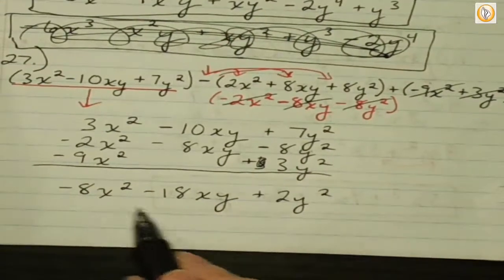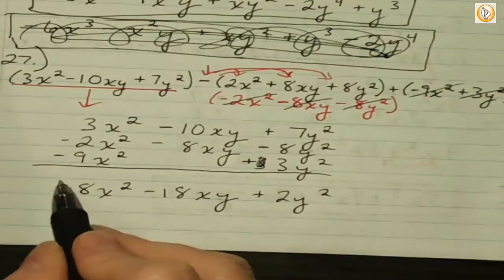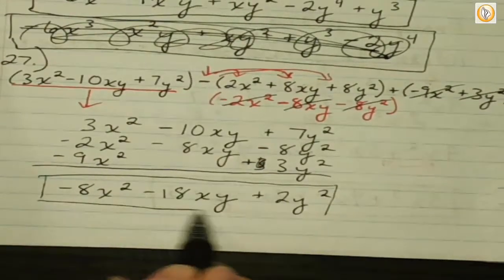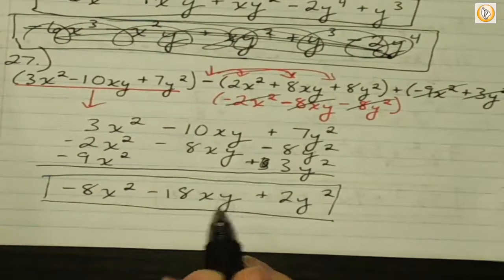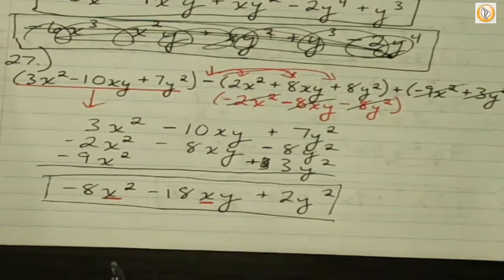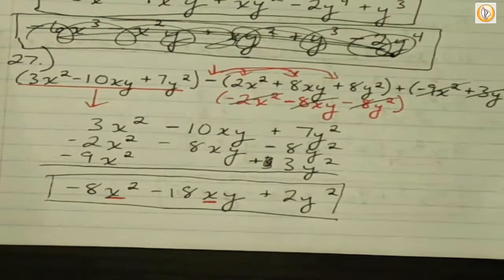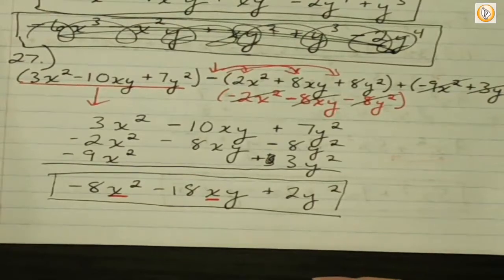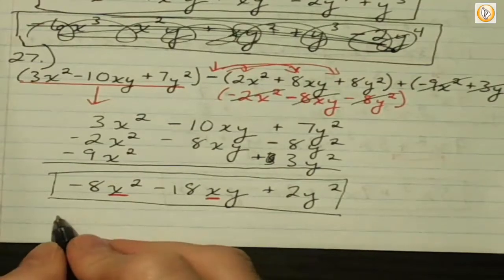And these are in descending order. Even though the y squared is here and the y is there, we're looking at the x first, then we deal with the other. Any questions? Y'all got it?